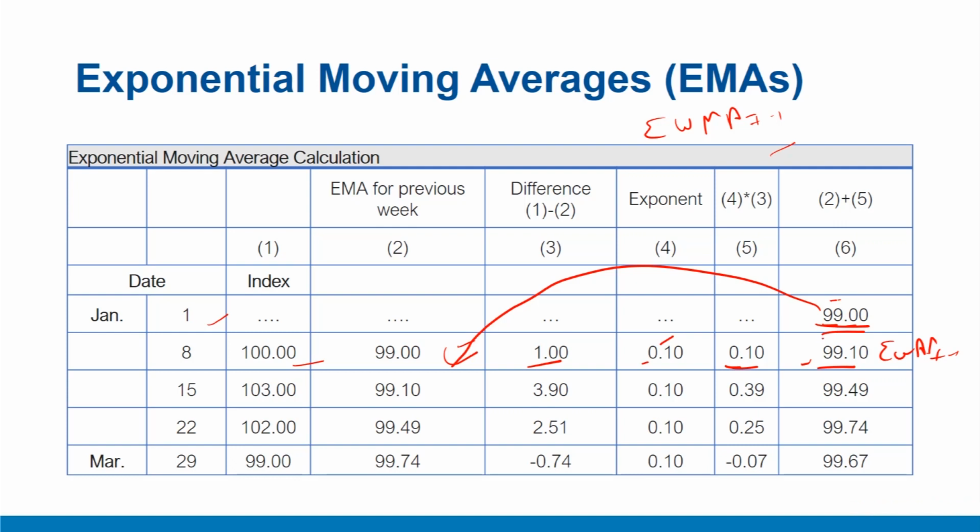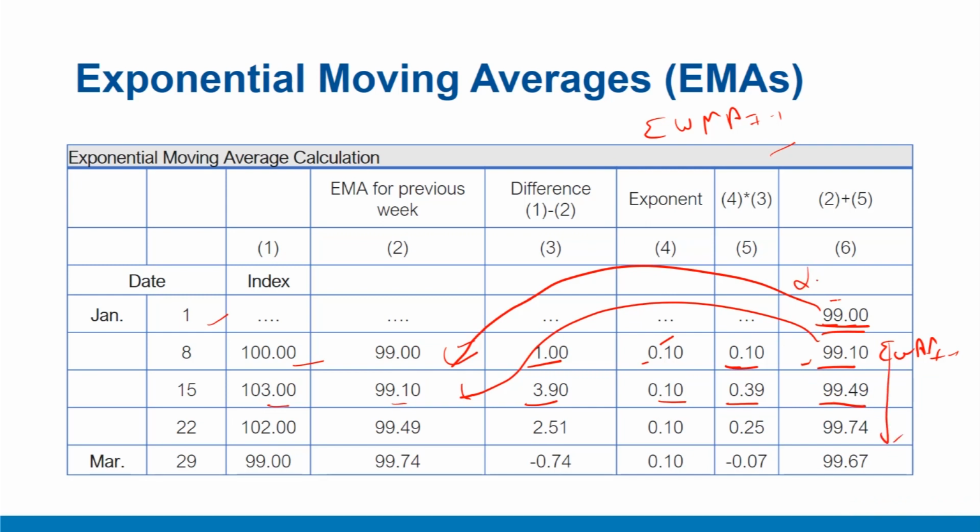So we'll transfer this to the next week and the price is 103, again the difference would be taken, this 3.9 and multiplied with the exponent 0.39, and it will be added to 99.1. In a similar manner, we'll compute the EWMAs for all the weeks.